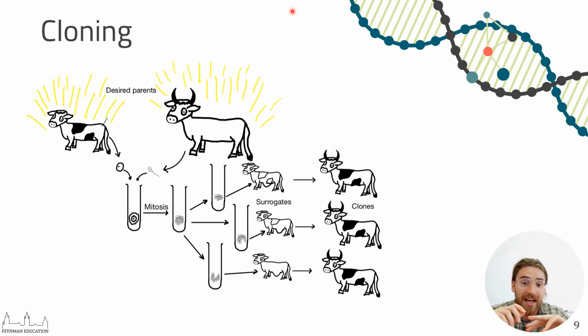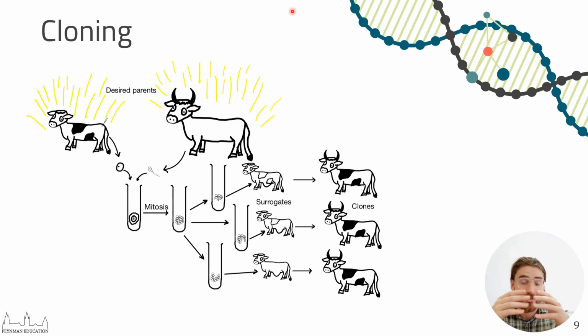Now what I do is I can implant these clumps of cells into surrogates. Surrogates are unrelated cows to our original two parents, but their genetics has nothing to do with the implanted zygotes. You see, they are literally just there to give birth and grow this individual. So these clumps of cells are put into the surrogates.